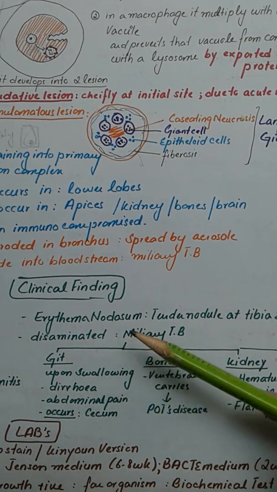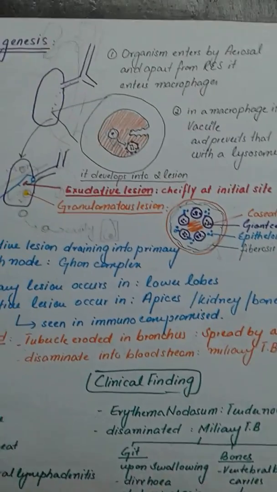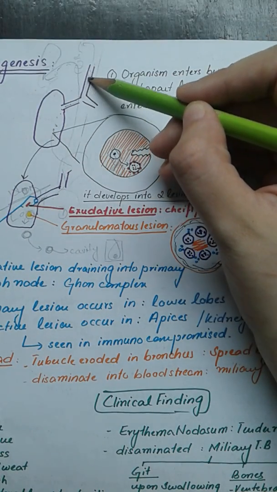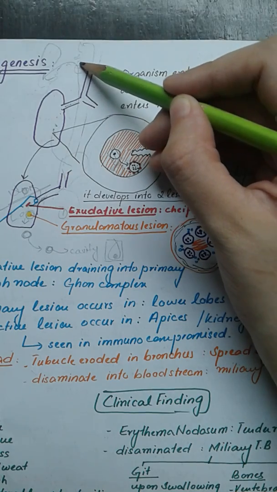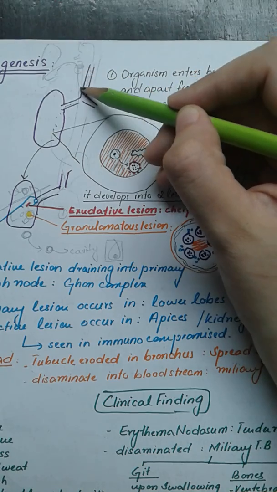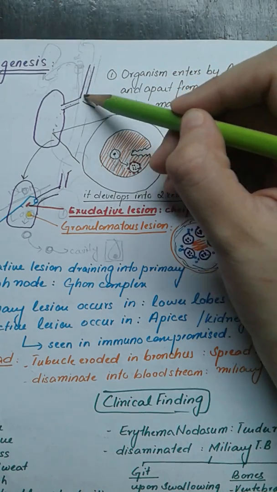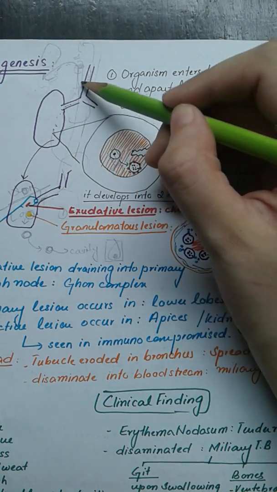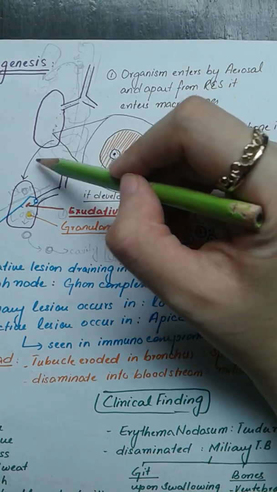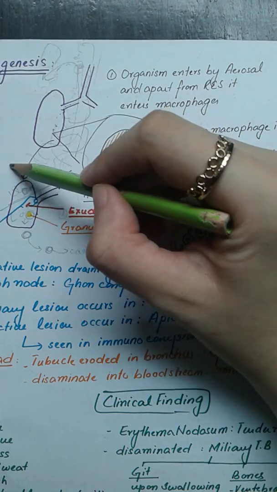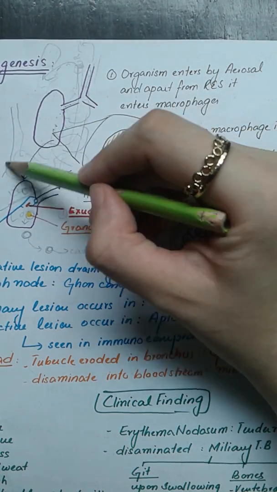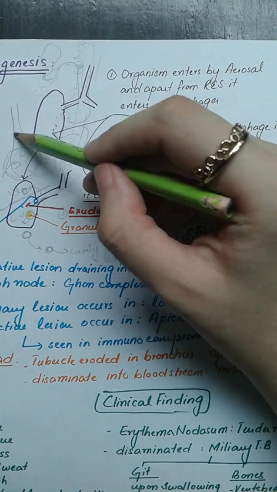If it affects the GIT, how will it affect the GIT? Basically, the organism is present in the lungs, you coughed, you had sputum that already contained this live organism, and then you swallowed that sputum. It entered your stomach. From the stomach, it went to the small intestine, and it can even enter the large intestine. Its favorite place is actually the cecum, which is the junction of the small and the large intestine.